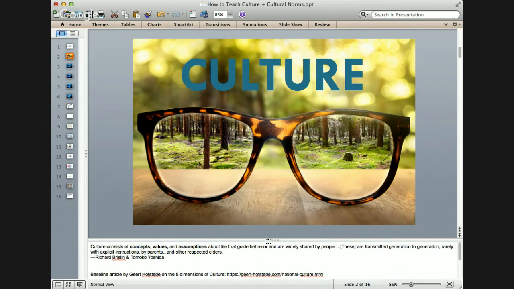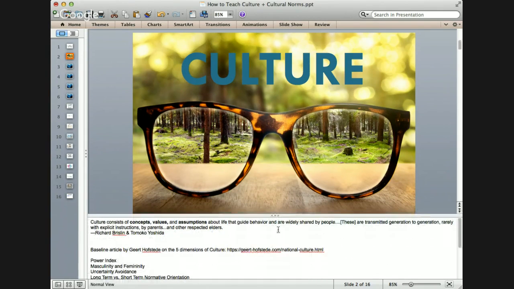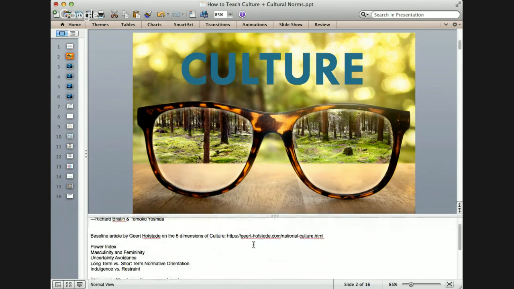One definition that I really like, which I included in the notes section here, is from some popular intercultural specialists. They say culture consists of concepts, values, and assumptions about life that guide behavior and are widely shared by people. These are transmitted generation to generation, rarely with explicit instructions, by parents and other respected elders. I might also add, and by social media in our modern day context. So these are just ideas that are being passed on, not necessarily intentionally, but very passively, both within our families, within our nation, and within the spheres of influence that we have.